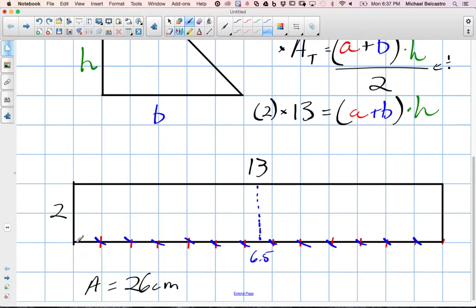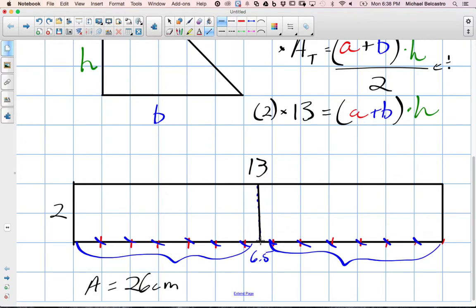Great. So that means this distance here is 6.5, and this distance here is 6.5. Okay, so knowing that this is the middle, this is going to be our line. If I want to create a trapezoid, remember, a trapezoid is just dividing something in 2.